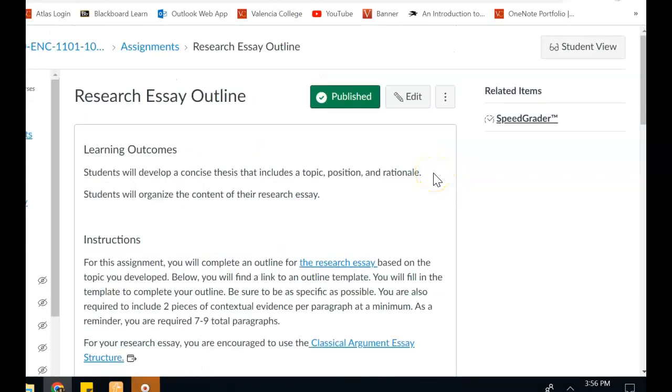For this assignment, you'll be working on your research essay outline, and sometimes students have questions related to how they move from annotated bibliography into actually writing their paper. So, the purpose of the annotated bibliography is to provide you an opportunity to go through each of your sources and determine how you might use those sources.